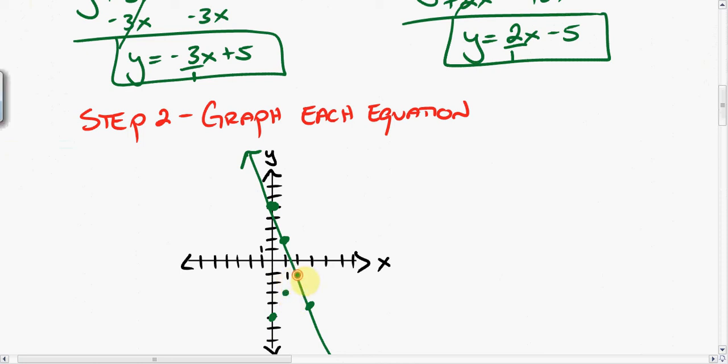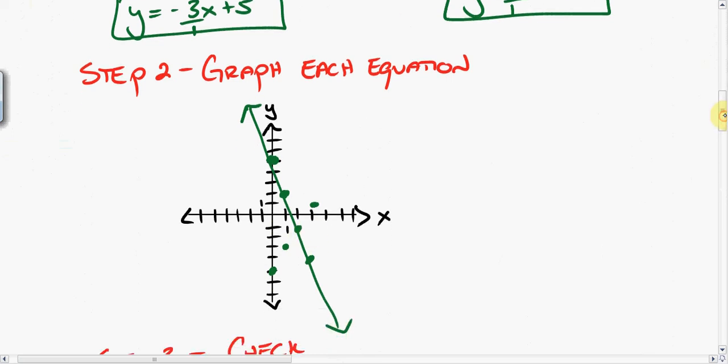It looks like we're sharing this point right here. Then I'm going to go up 2, right 1. So once you find a point that both lines share, guess what? That's going to be your solution. Alright, so draw a line which passes through here. Alright, that intersection point is our solution, and it looks like it's at 2, negative 1.